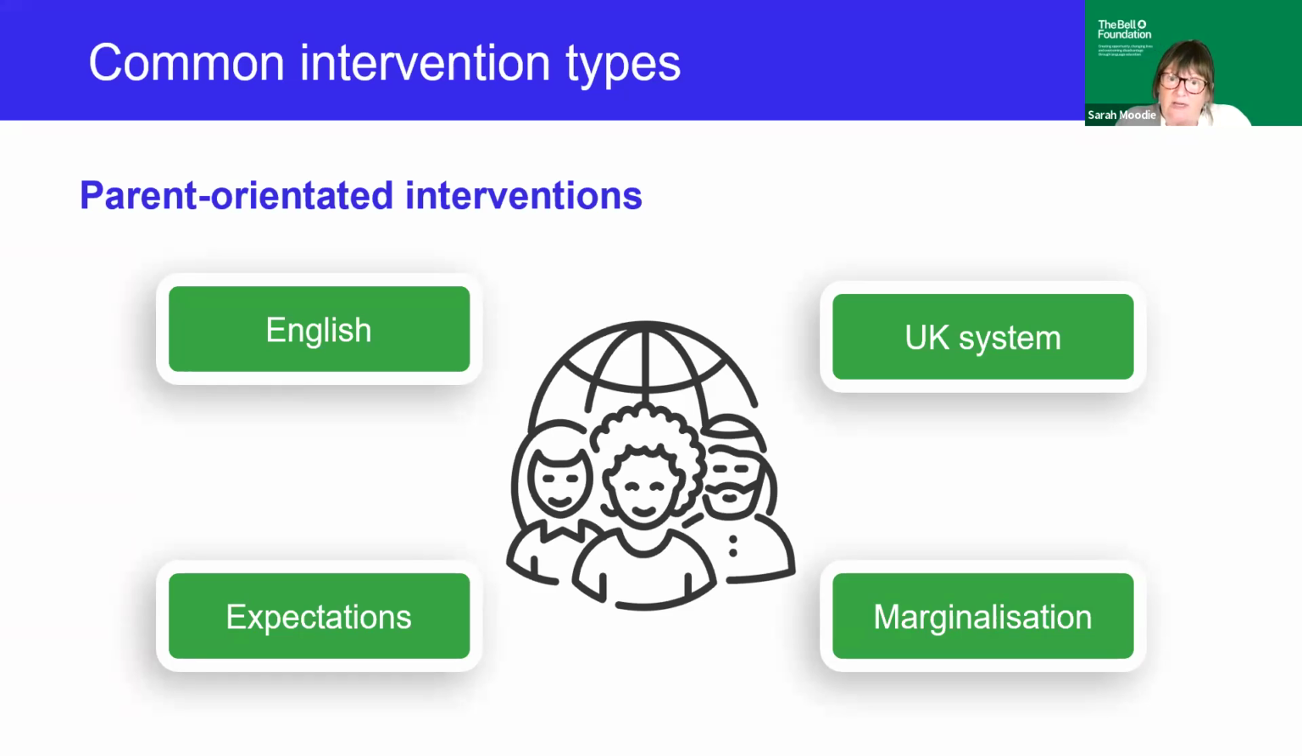So parent-orientated interventions can help to address all of these, and they might take the form of things like coffee mornings, curriculum mornings or evenings where curriculum is explained with interpreters, linking with parent governors, linking with community reps, etc. And there's some useful translated guidance for parents on the Bell Foundation website, which you might want to look at. It's in 20-something languages. I forget exactly how many.